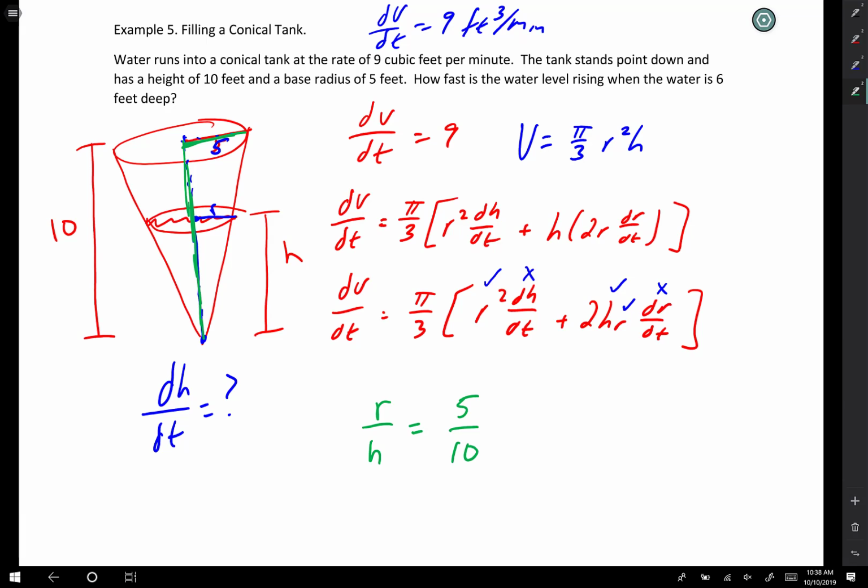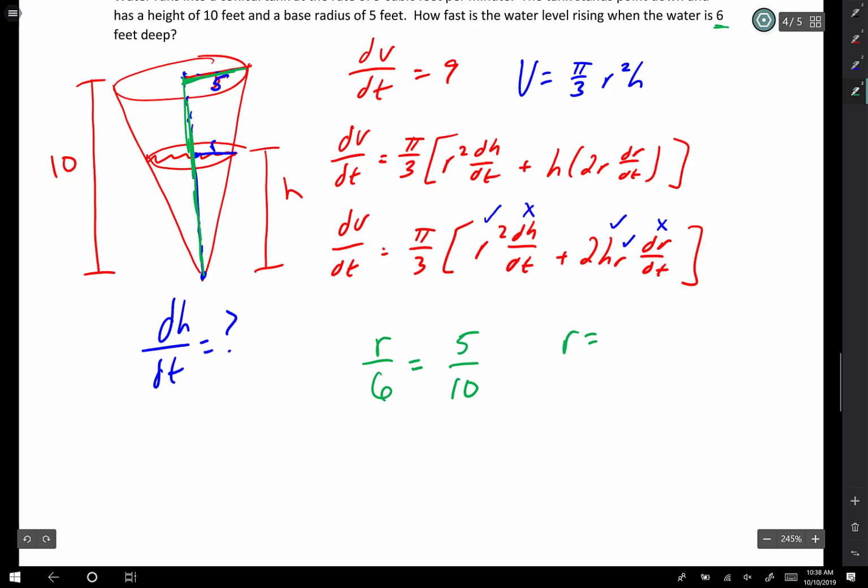But I know what H is. What's the height of the water? I thought it was 6. Yeah, the height of the water is 6. So then to find R is just going to be 6 times 5 is 30, divided by 10. So R is just 3. Do you see how we got it, guys?